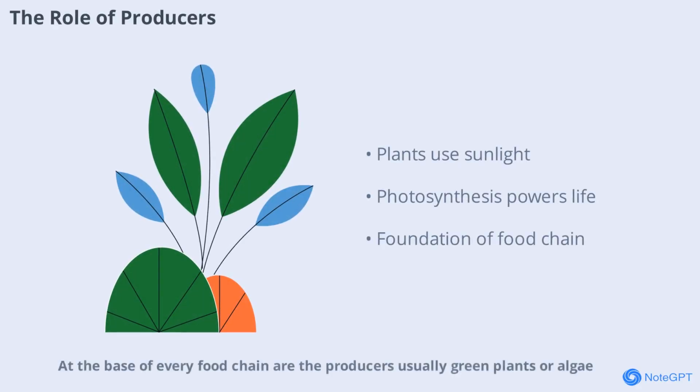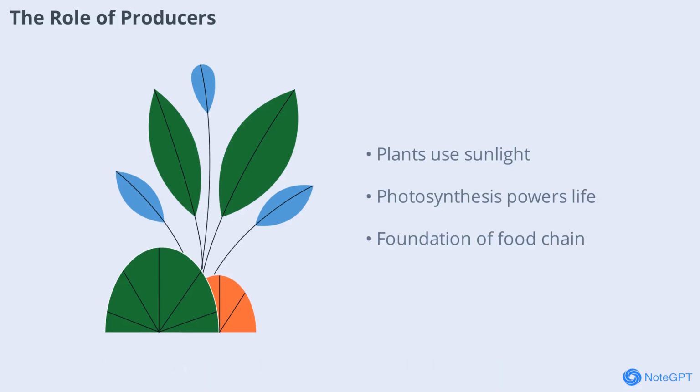The base of every food chain is the producers, usually green plants or algae. These organisms have a special ability. They make their own food using sunlight, water, and carbon dioxide through a process called photosynthesis. Producers are essential because they convert solar energy into chemical energy, forming the foundation for all other life forms. Without producers, there would be no energy for the rest of the food chain. They truly are the starting point for the flow of life.